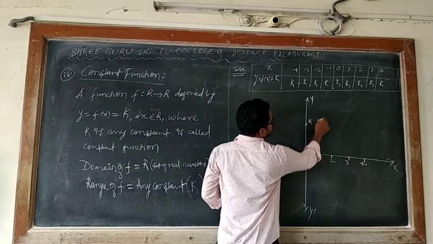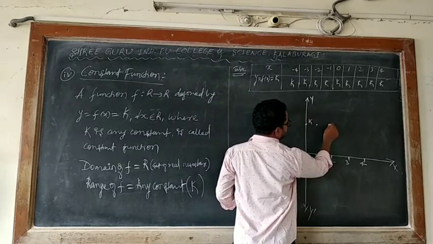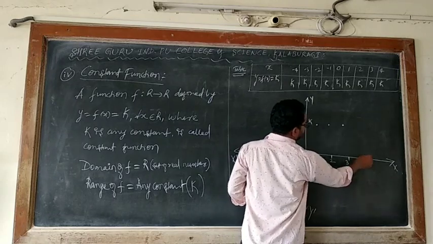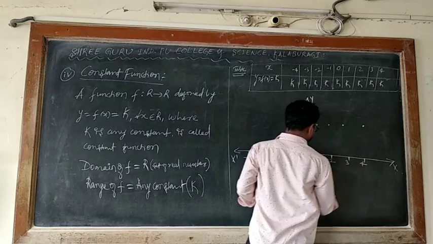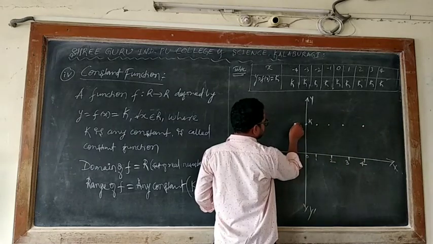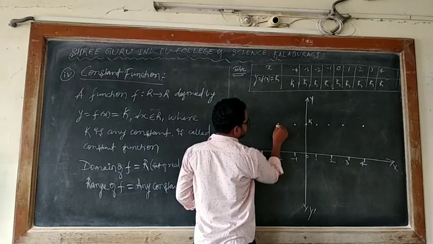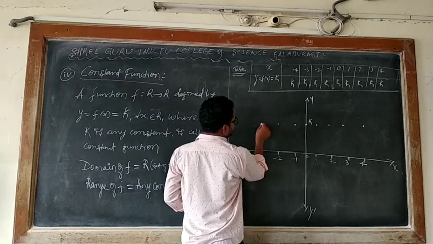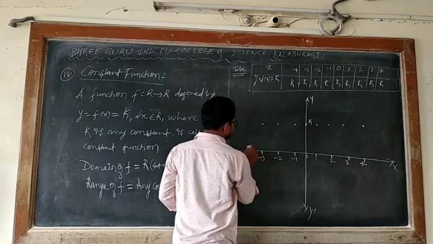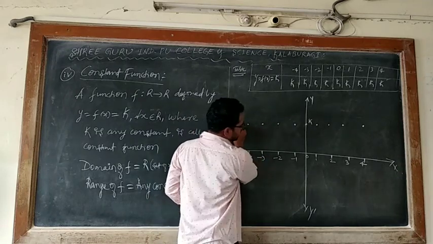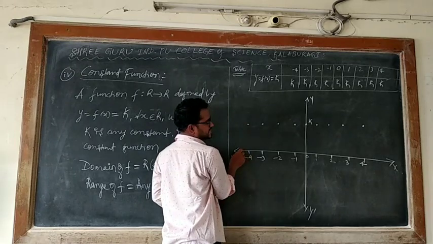1, k only. See there. 2, the value will be k. 3, the number is k only. 4, k. Minus 1, k only. Minus 2, k. Minus 3, k. Minus 4, k. You take any number, so better you can say this is the line parallel to x-axis.